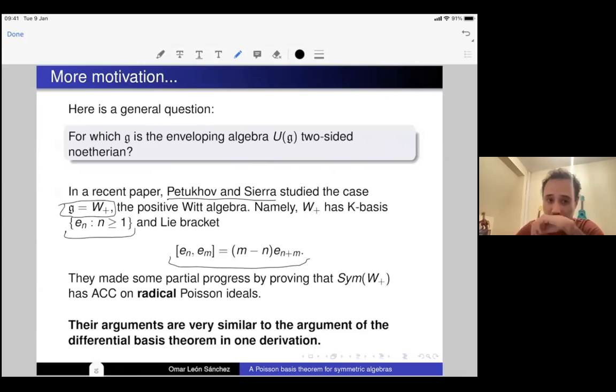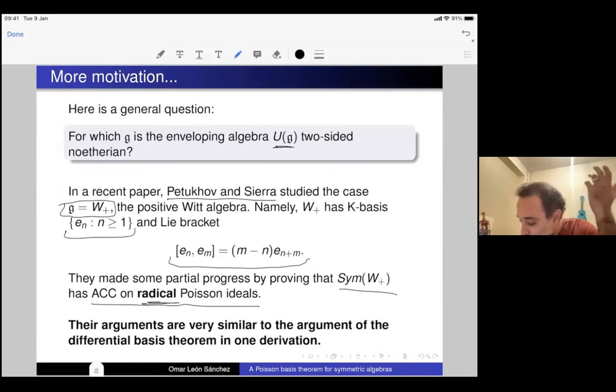Right. And then for this positive Witt algebra, they made some partial progress by first proving that the symmetric algebra had ACC on radical Poisson ideals. And if you look at their argument, it is very similar to the standard argument for the differential basis theorem in one derivation. If you've seen the differential basis theorem, you realize these are just adaptations.